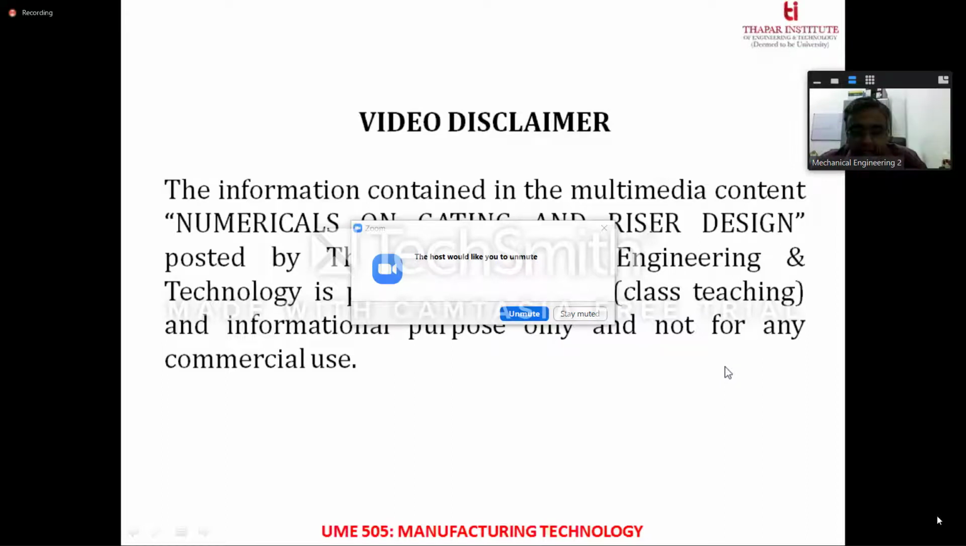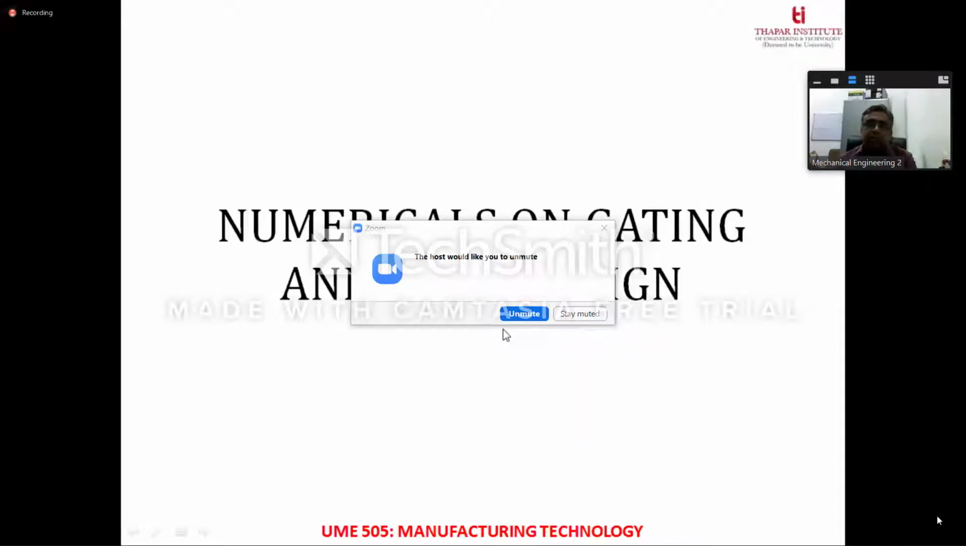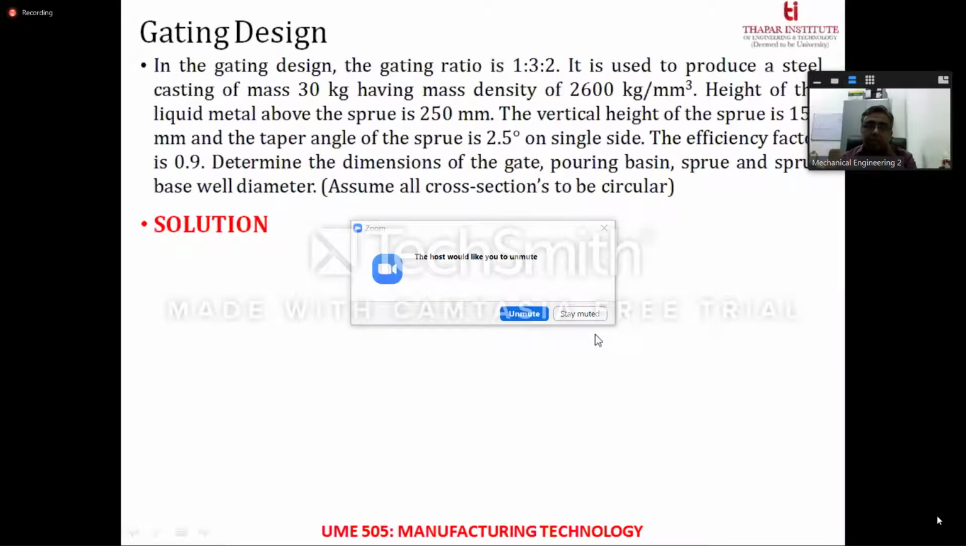Everybody. So today we are going to discuss the numericals on the gating and the riser designs that we had earlier studied, and the whole context of the numericals today is going to be basically based on the work that we have done. So right now this is the question. You can take down the question right now and then we can start with the process.